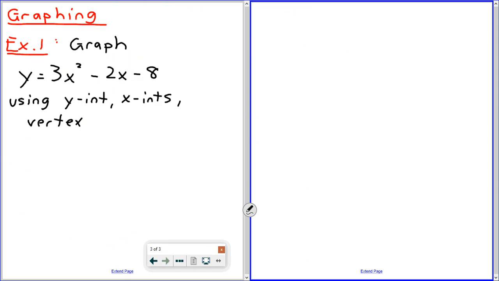I know people behind me can't actually see anything, sorry about that. Can someone recall how to find the y-intercept? Set x to 0. Awesome. So all we're going to do here is set x equals 0.